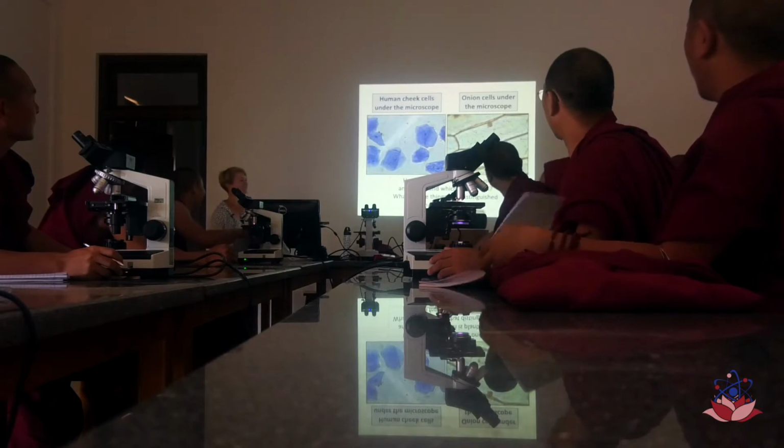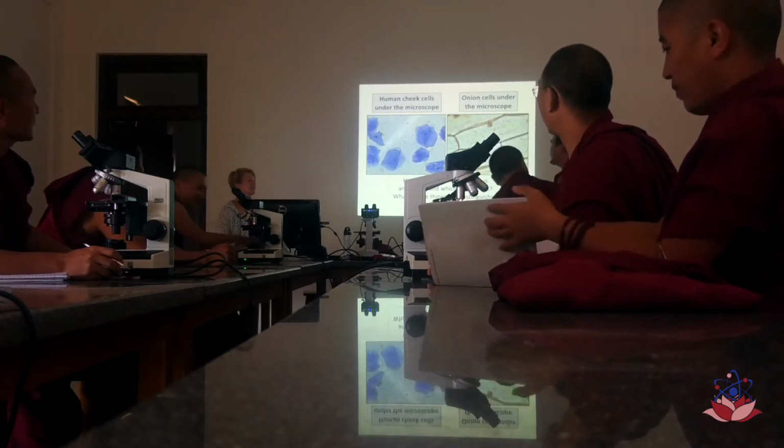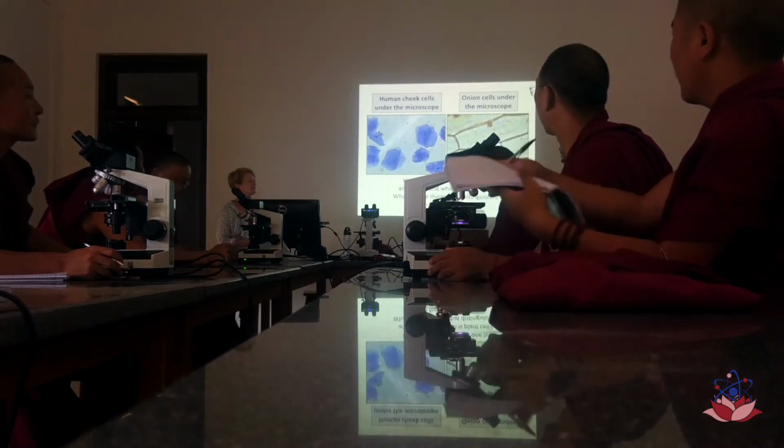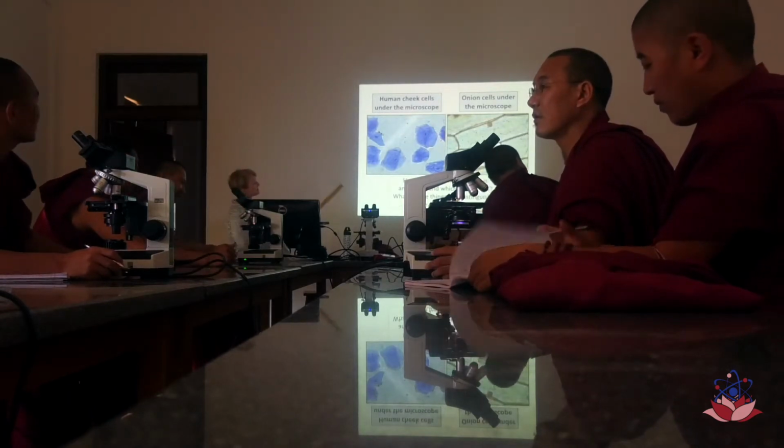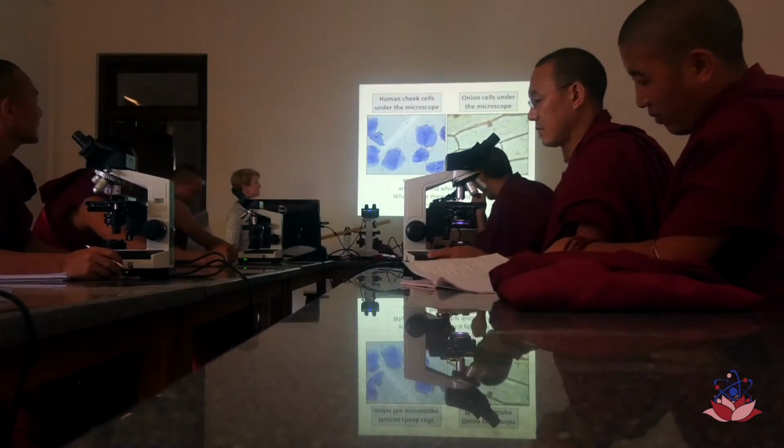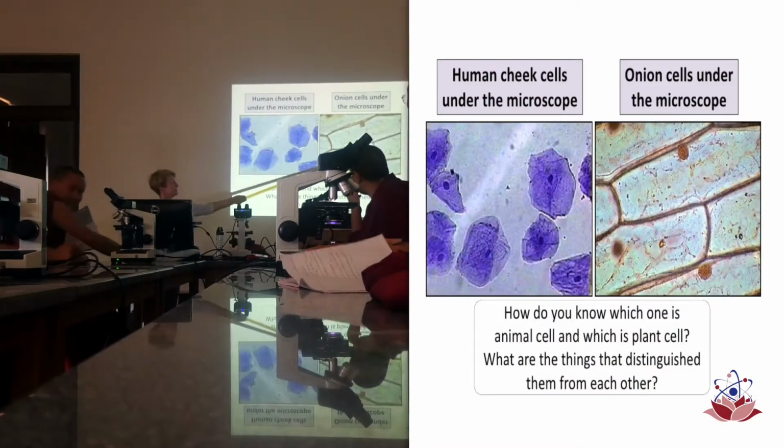Some say the structure, some say absence or presence of chloroplast. Okay, so certainly the thing that we can actually see in these images is that structurally those cells are quite different.